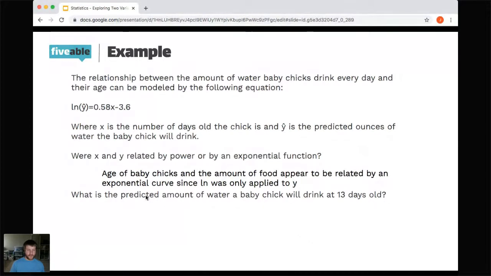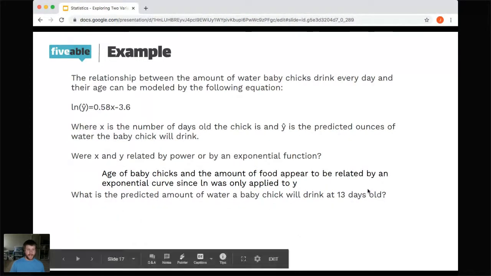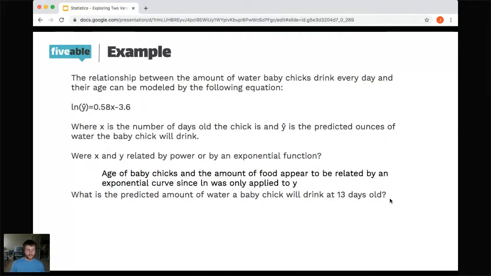So the next part, and this is really common, you might see it on the AP Stats exam. What is the predicted amount of water that a baby chick will drink at 13 days old? So how are we going to start this question? What would be the first thing we would do to find the predicted amount of water that a baby chick would drink?